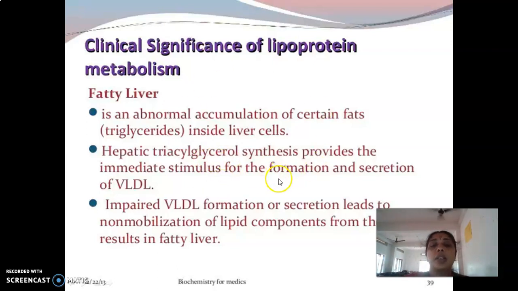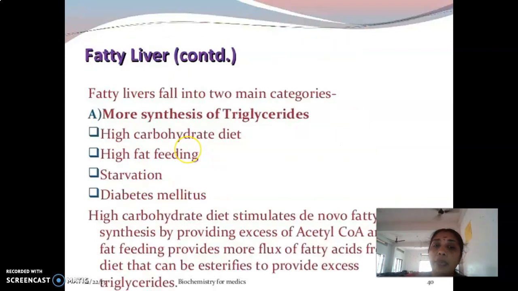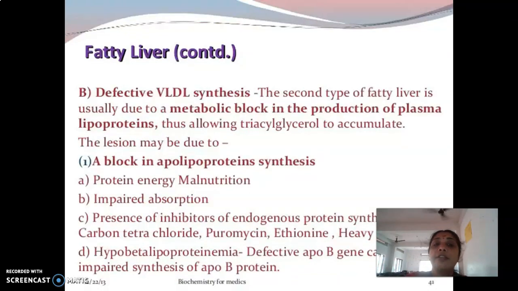The hepatic TG synthesis provides immediate stimulus for the formation of VLDL, and if there is impaired VLDL formation, what happens? We know that VLDL is synthesized in the liver. So if there is any impairment in the VLDL synthesis, what happens? The TG will be remaining there. Then high carbohydrate diet, high fat consumption, then starvation, uncontrolled diabetes. So all these things can result in fatty liver.